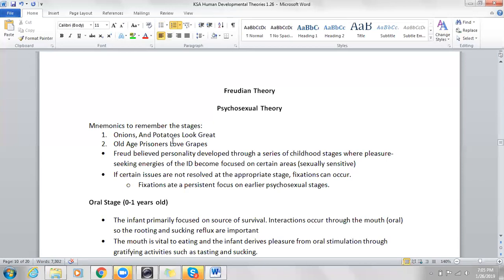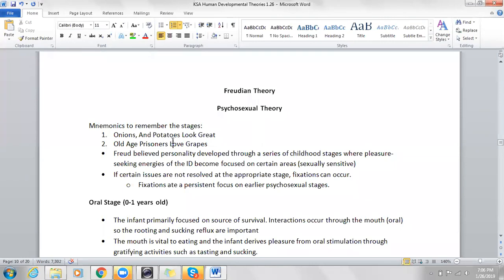So the mnemonics to remember the stages for the psychosexual: onions and potatoes look great. Oral, anal, phallic, latent, genital. Old age prisoners love grapes. Oral, anal, phallic, latent, genital.